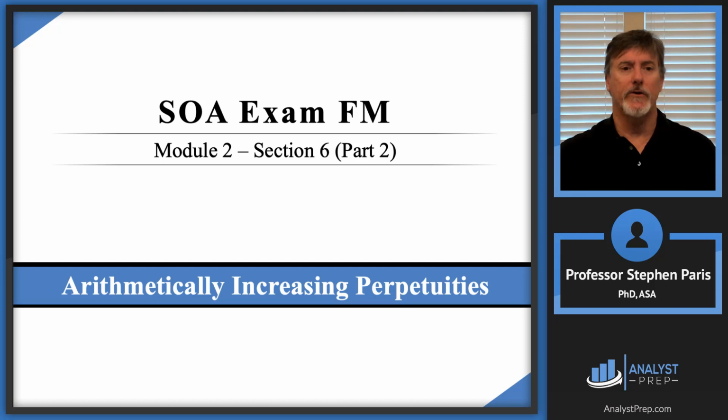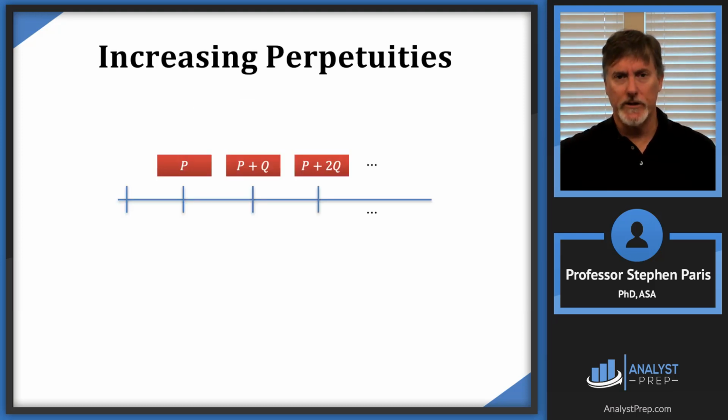Hi, in this video we're going to continue with arithmetically increasing annuities, and in fact we're going to look at perpetuities in this case. So the general increasing perpetuity is going to look like this. We're going to have a first payment I'm going to call P, and then I'm thinking of the common difference as being a Q. So the next payment would be P plus Q, the third payment would be P plus 2Q, and so forth. And I want to take a valuation date one period before the first payment.